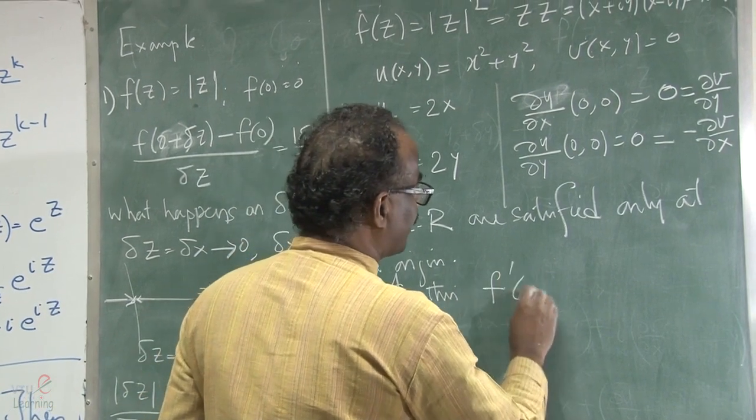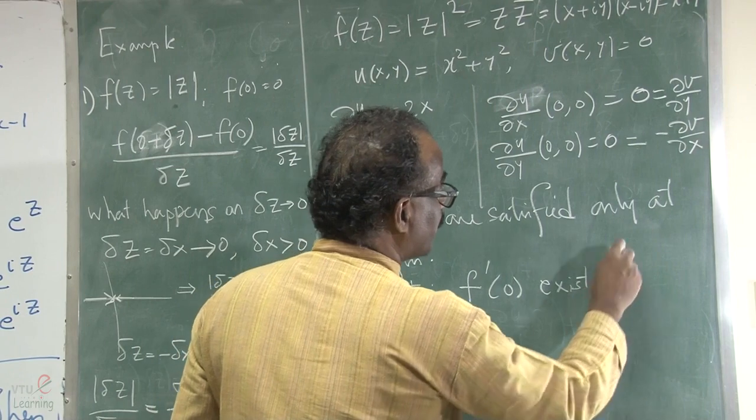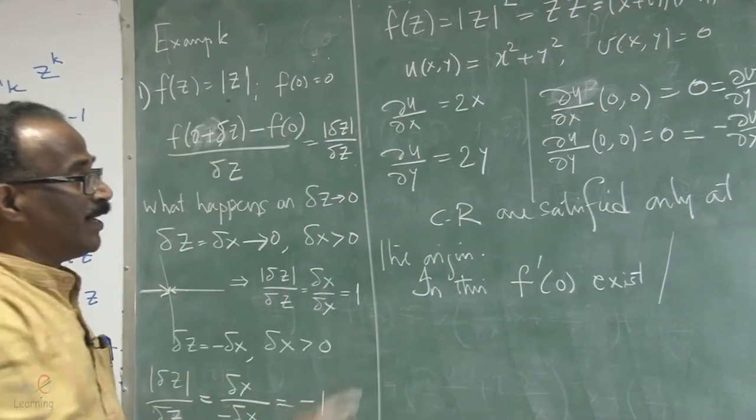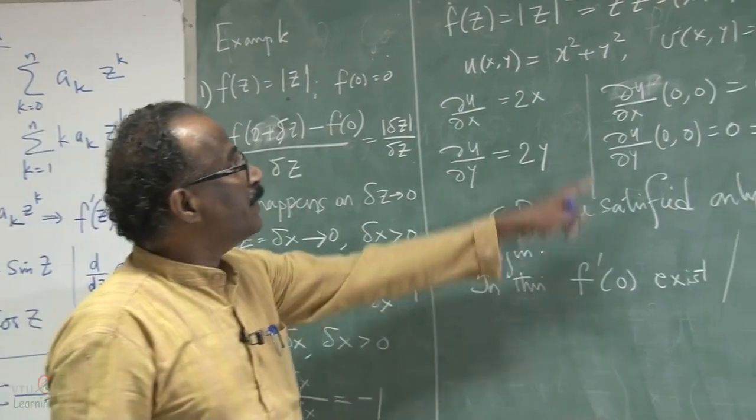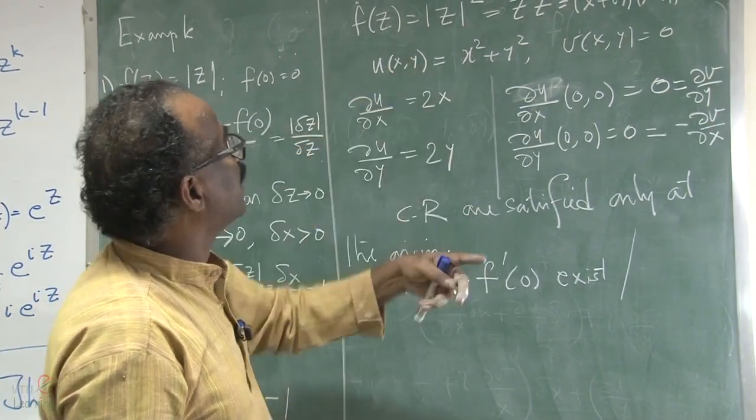f prime of 0 exists. This you can prove. It exists only at the origin, nowhere else. So f prime of 0 exists only at the origin. But that's not because of the theorem; you can verify it directly.